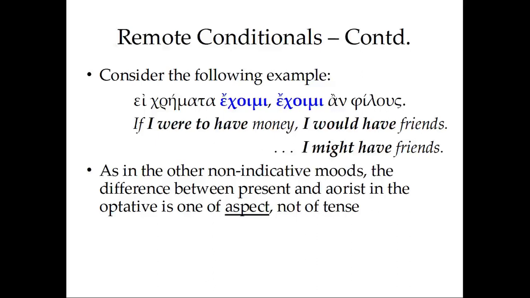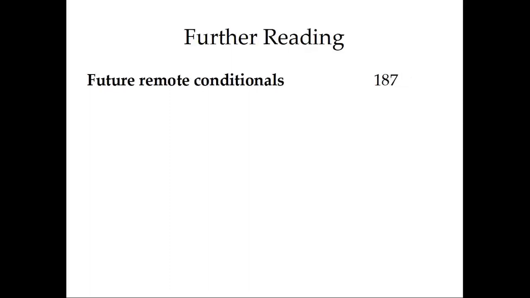This is important because when we see the aorist optative, which we just learned the forms of, in these conditional sentences, it's not necessarily going to be translated into English any differently than it would be if it were in the present optative. But the difference of aspect is there in the Greek. So for the endings of verbs in the optative, for these omega verbs, these normal garden variety verbs, see pages 62 and 63. And for more on future remote conditionals, see page 187.